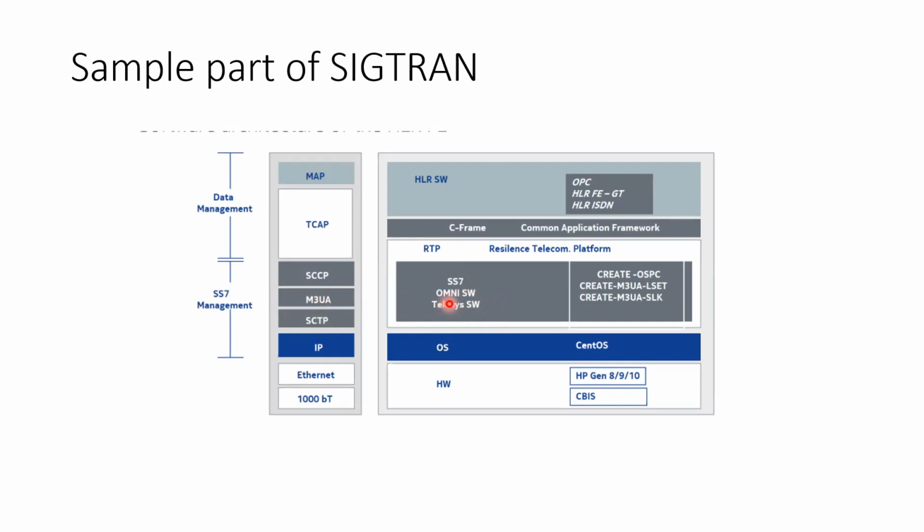So actually, the one on the left is the generic one, and on the right is the implementation on your platform. Ericsson may have a different one, but for those who are new to telecommunication, the diagram is the generic one. If you want to implement, then the one on the right is the example.